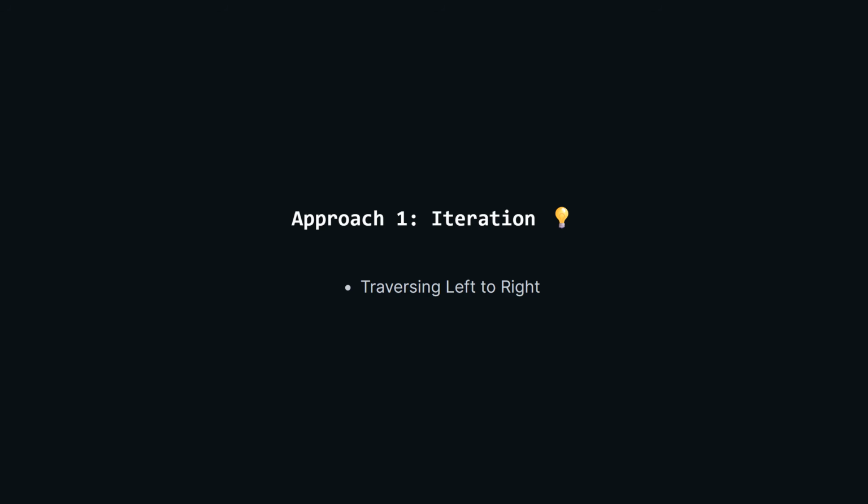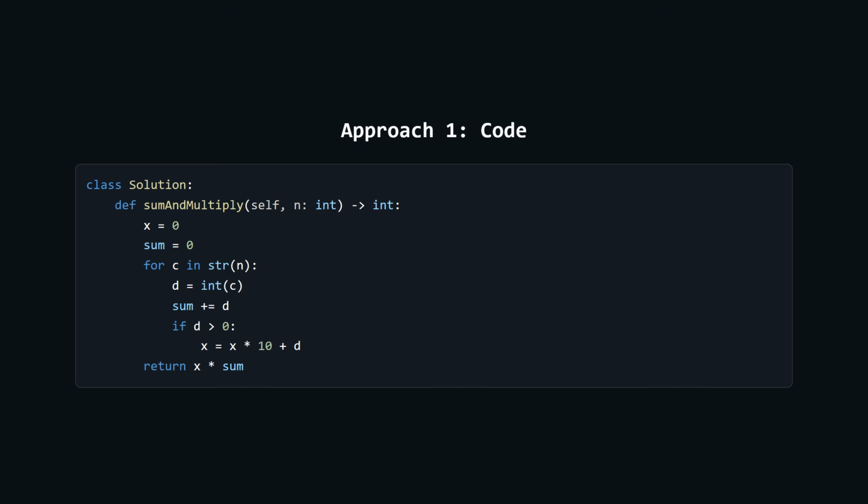So how do we solve this? The first approach is the most straightforward, traversing from left to right. Since it is really easy to read characters from left to right in a word, we can just convert our number into a string of text. Here is the full Python code for this string approach. Let's take a closer look at how it builds the numbers.